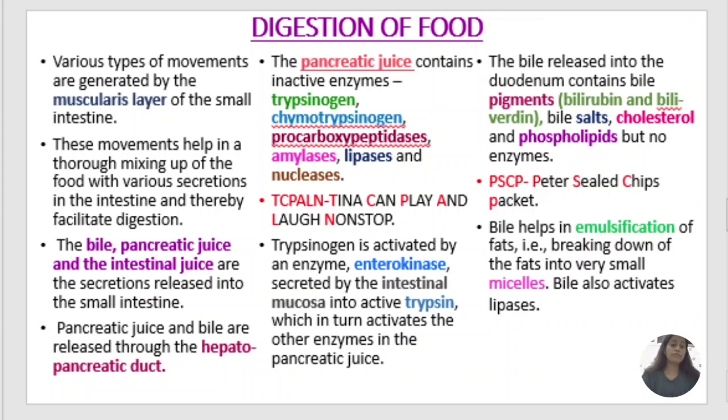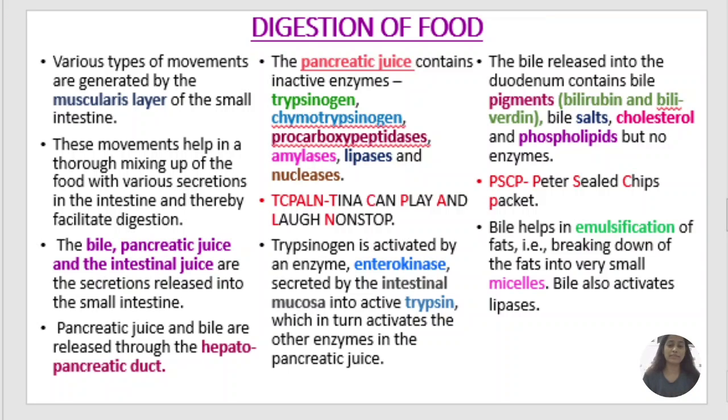Now, various types of movements are generated by the muscularis layer of the small intestine. These movements help in the thorough mixing of the food with various secretions in the intestine and thereby facilitate digestion. The bile, pancreatic juice, and the intestinal juice are the secretions released into the small intestine.